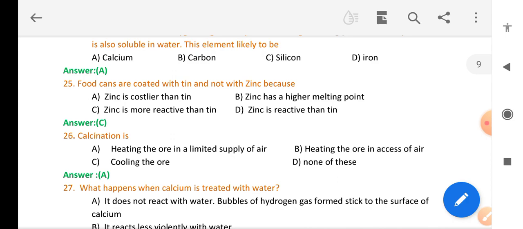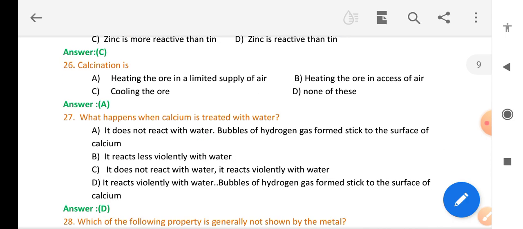Next, calcination is a heating process in the absence of oxygen. So here the correct answer is heating of ore in a limited supply of air. In a limited supply of air, the calcination process occurs.